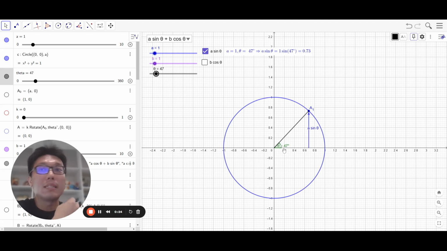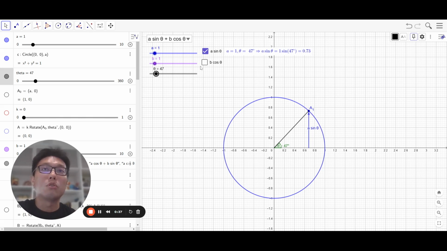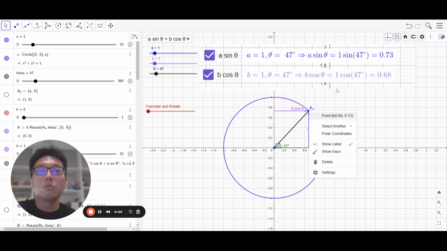Now, how sine theta and cosine theta are defined is actually by the angle that is created, and the sine and cosine theta are actually the x and y coordinates of this point A. If I switch on these two right now, we see that this coordinate A has the x coordinate of cosine theta and the y coordinate of sine theta. If I right click, it shows here 0.68, which is cosine theta, and 0.73, which is sine theta. Okay, so that is a very quick recap on how trigonometry is defined across 360 degrees.